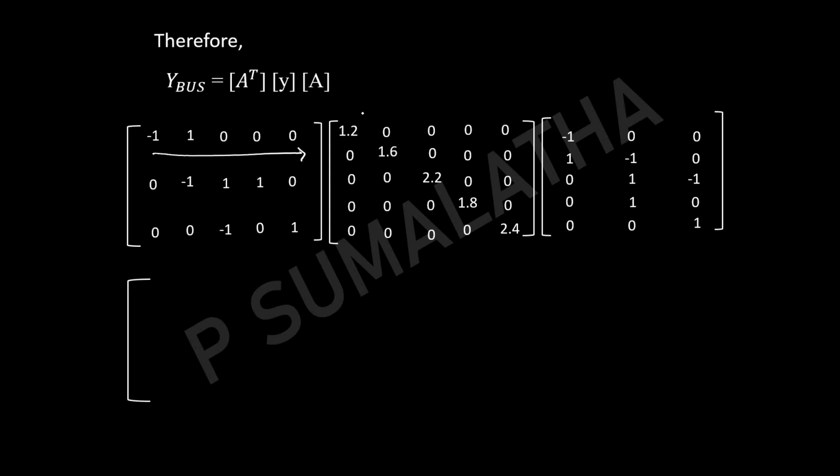First row, you multiply with each and every column. So you will have -1 into 1.2 and 1 into 0 and remaining all 0, so that will be -1.2. Now with respect to the second column, you have -1 into 0, 0, 1 into 1.6, 1.6, and remaining all values will be 0. So the second value is 1.6.